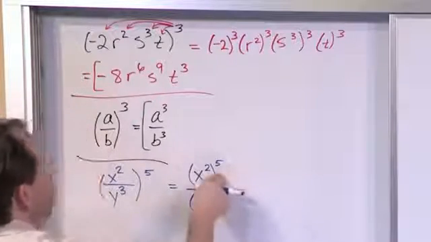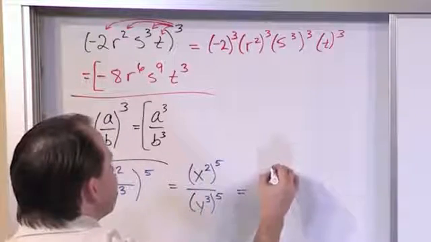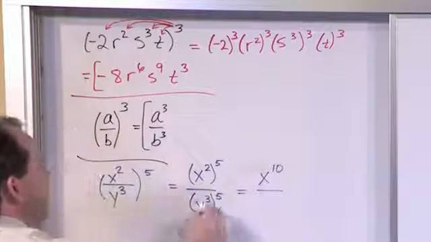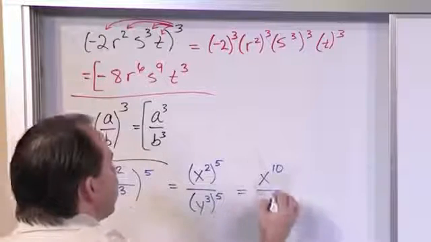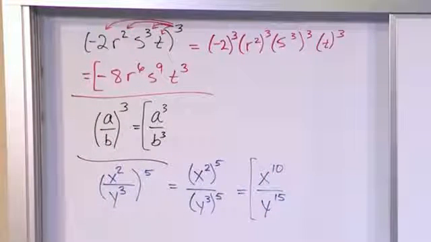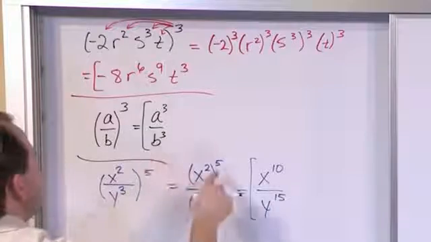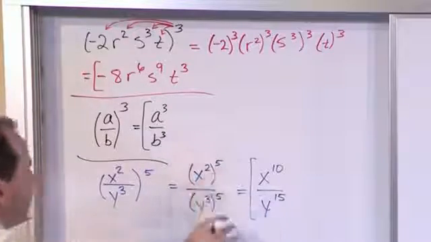Now we revert back to what we know. We have a power raised to a power. So on the top, we multiply 2 times 5 is 10. On the bottom, we multiply 3 times 5 is 15. And this is the answer, x to the 10th over y to the 15th. We just have to handle it one step at a time. Apply the exponent to the top and separately to the bottom. Then use what you already know to simplify these exponents.